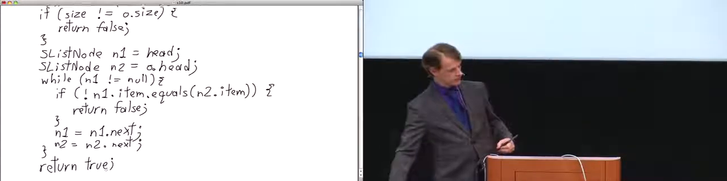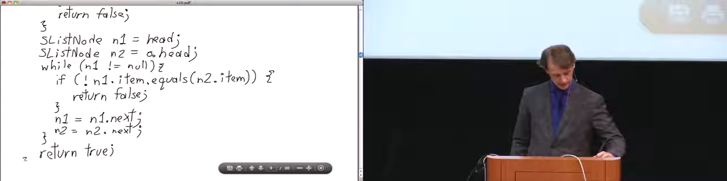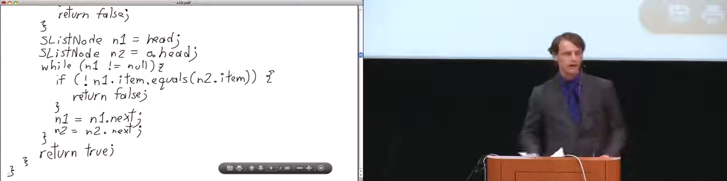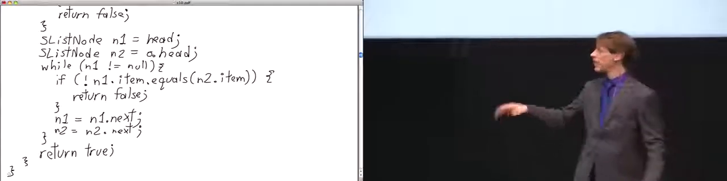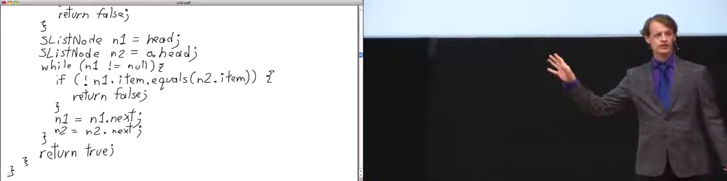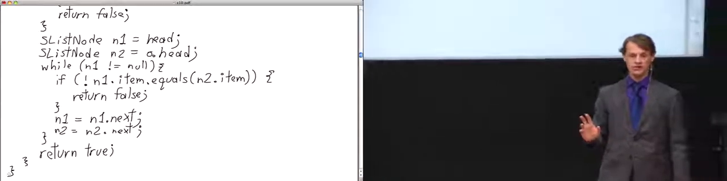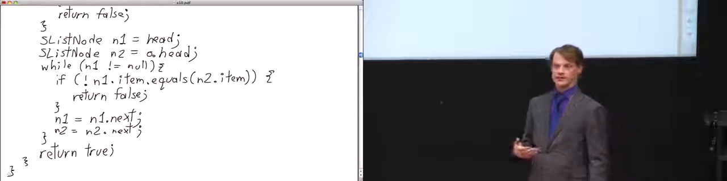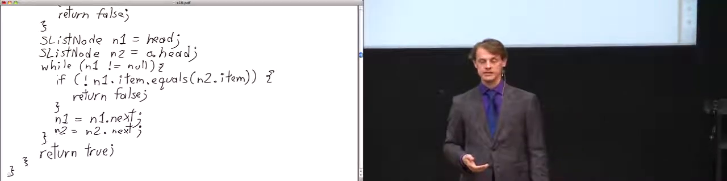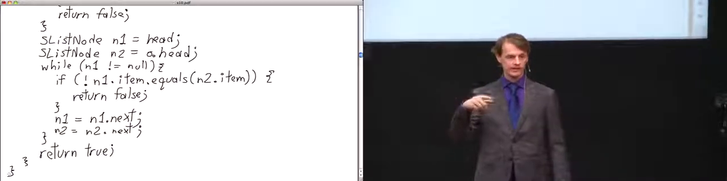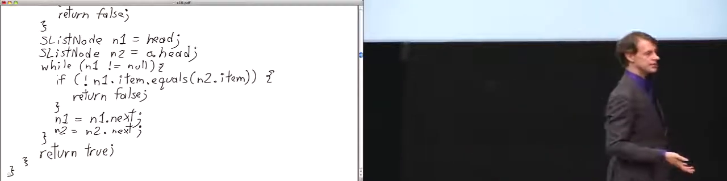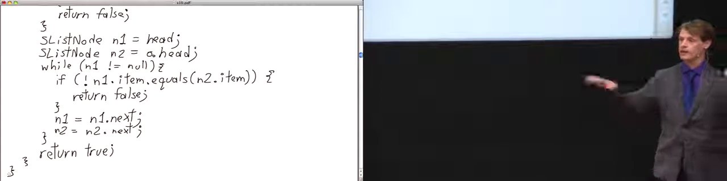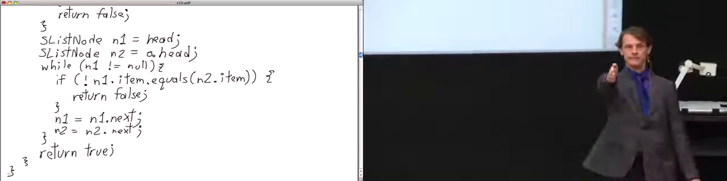And that, with a few closing braces, is the end of the method. One thing I should say is that this implementation is only guaranteed to work if both S-lists satisfy the S-list invariant. So if you have a loop in one of the S-lists, don't count on this working. If the size fields are wrong in either S-list, don't count on this working. Any questions about this?